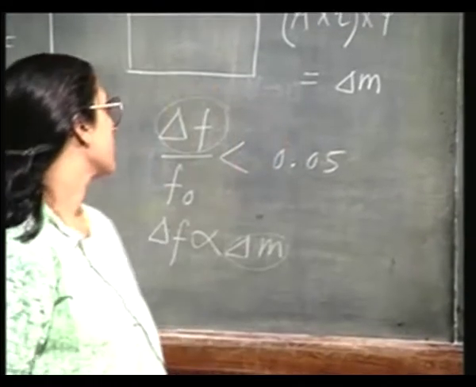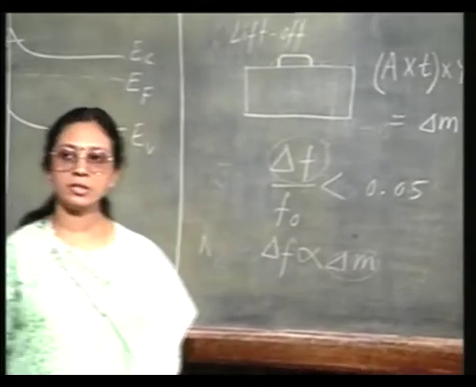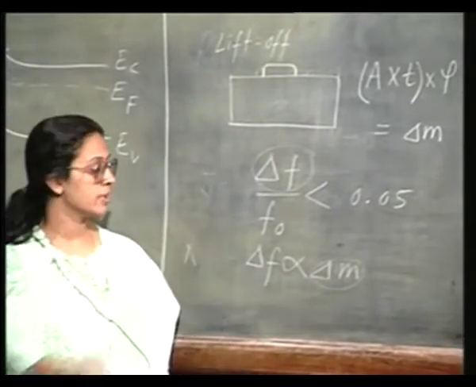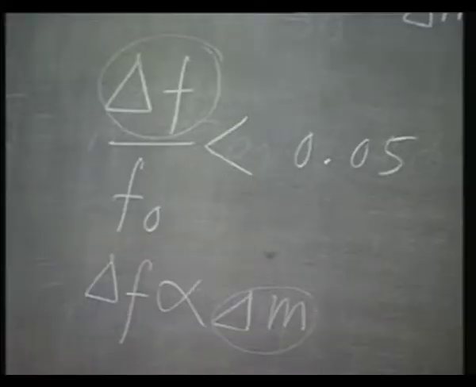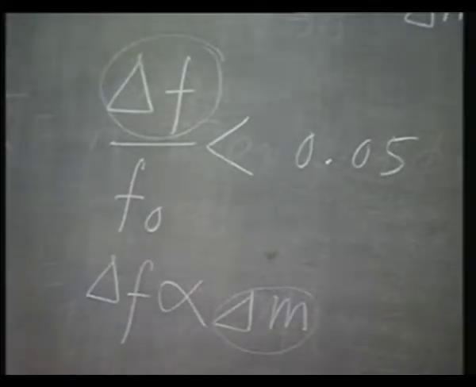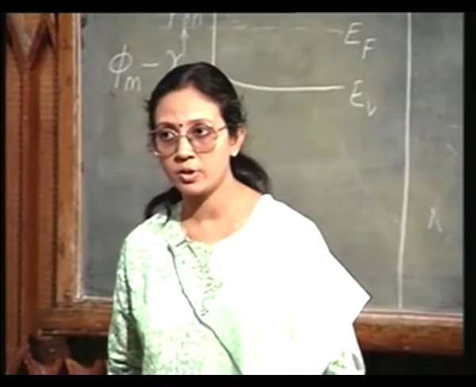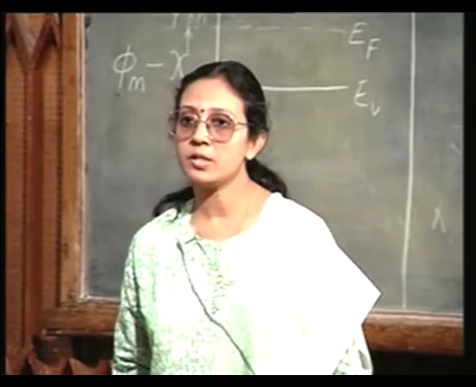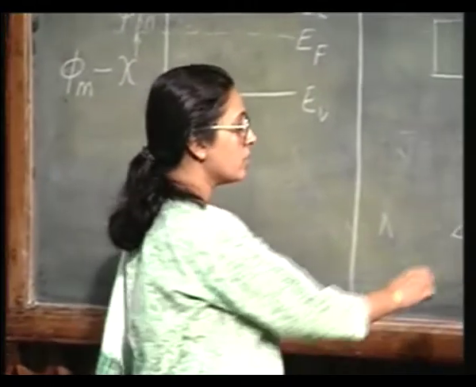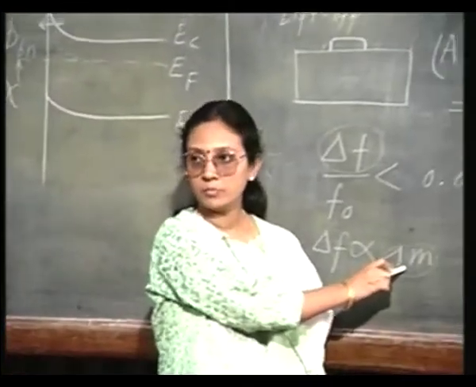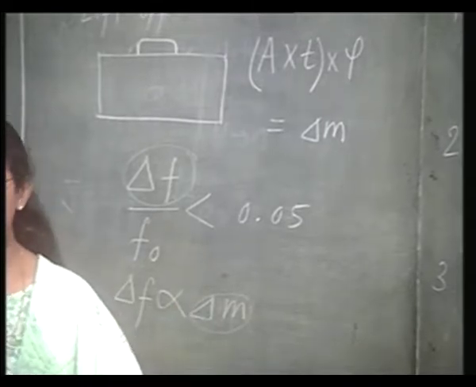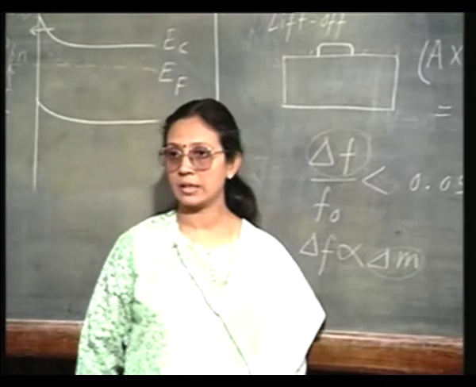But most modern day evaporation units come along with the quartz crystal thickness monitor. This is an accessory of any vacuum evaporation unit, and it is calibrated so that you can directly measure the mass of the metal that is deposited, and therefore, you know what the thickness is going to be.